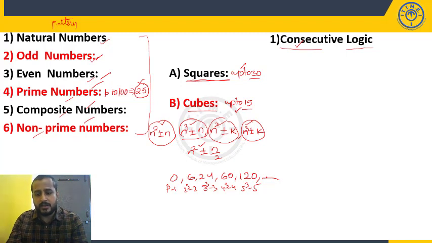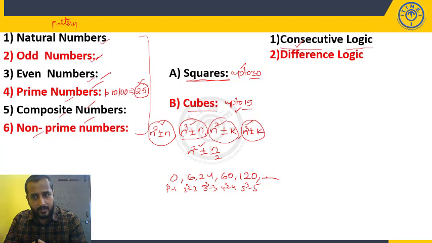What could be the other logics? Second one, difference logic. It means by looking at the given question, you will get some idea that the numbers are not following any specific pattern. Then immediately look for whether it can be a difference. It need not always be that the second difference is the difference; I am not saying that. I am just explaining the logics. Now, when can we apply the difference logic? It is simple.